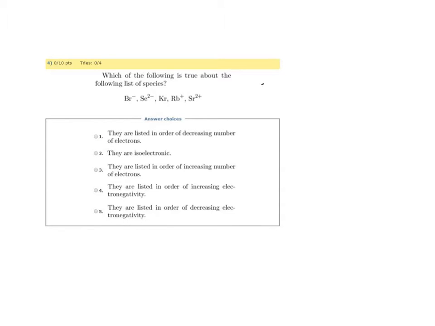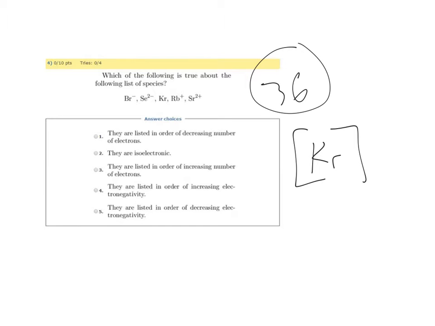They all have 36 electrons. They all have a noble gas configuration equal to krypton, including krypton obviously, which is called an isoelectronic series of species. They all have the same electron configuration.